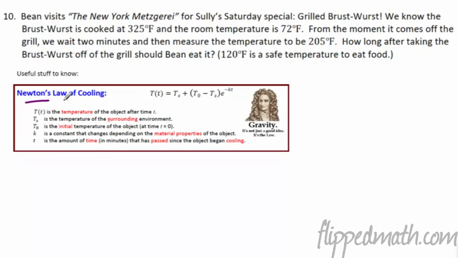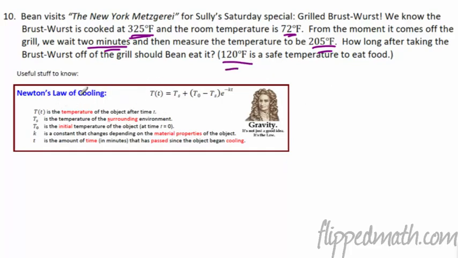In this case, we're going to do Newton's law of cooling. Bean visits the New York Metzgerei, by the way, in German, Metzgerei is butcher, for the Saturday special. Grilled Bratwurst. We know that the Bratwurst is cooked to 325 degrees Fahrenheit. The room temperature is 72, and when it comes off the grill, you wait 2 minutes, and then you know it's 205 degrees Fahrenheit. How long after taking the Bratwurst off the grill should Bean eat it, assuming that 120 degrees is safe?